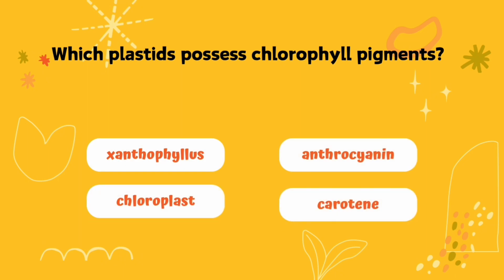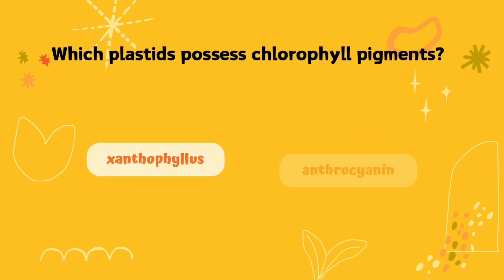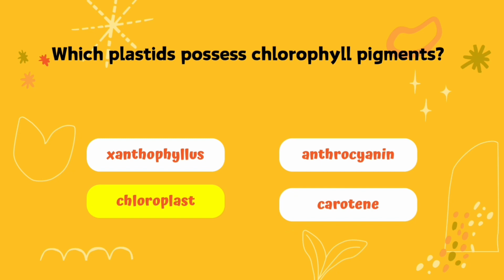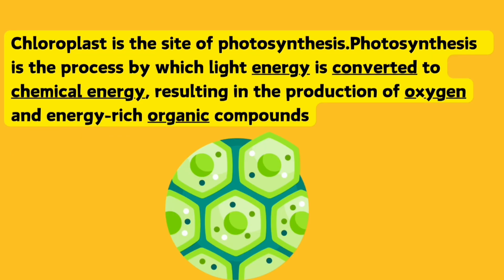Which plastid possesses chlorophyll pigments? The options are xanthophyll, anthocyanin, chloroplast, and carotene. The answer is chloroplast. Chloroplast is the site of photosynthesis. It is the process by which light energy is converted to chemical energy, resulting in the production of oxygen and energy-rich organic compounds.